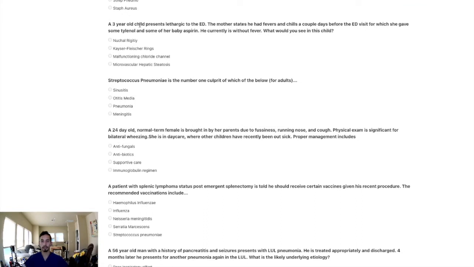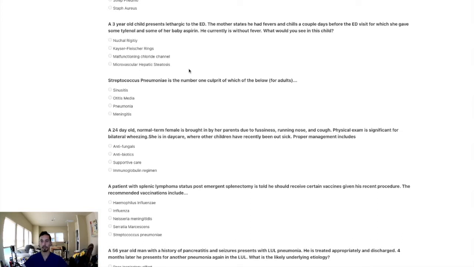A 3-year-old child presents lethargic to the ED. The mother states he had fevers and chills a couple days ago, for which she gave some Tylenol and some baby aspirin. He currently is without fever, but he remains lethargic, like I said. So what would you see in this child? Is the answer nuchal rigidity, Kaiser-Fleischer rings, malfunctioning chloride channels, or microvascular hepatic steatosis?